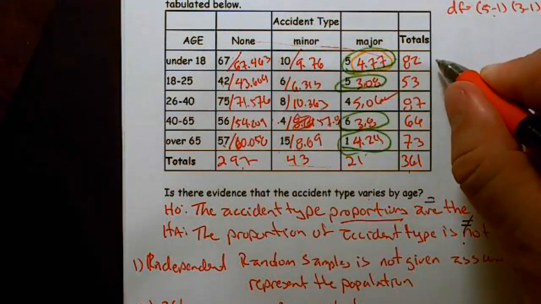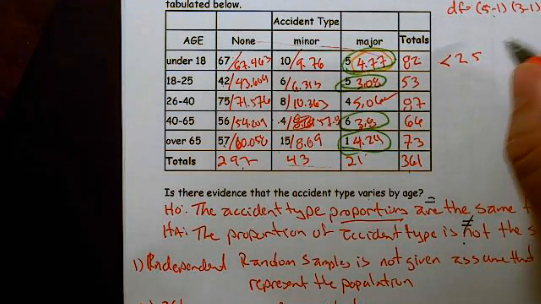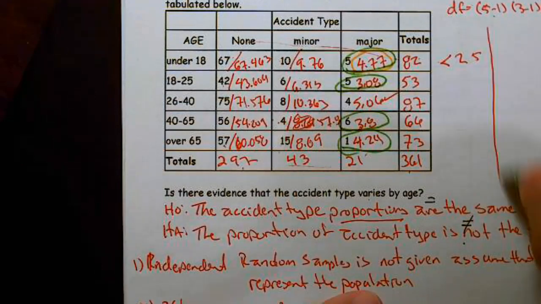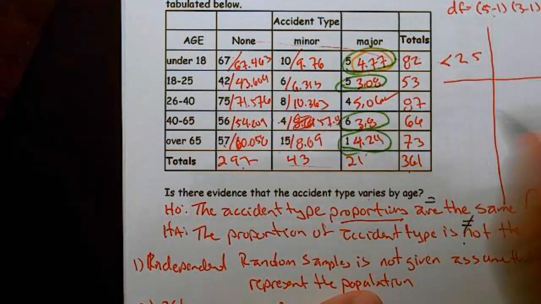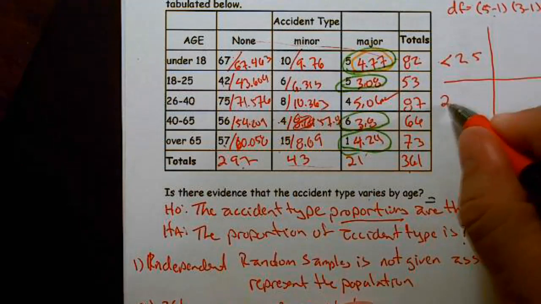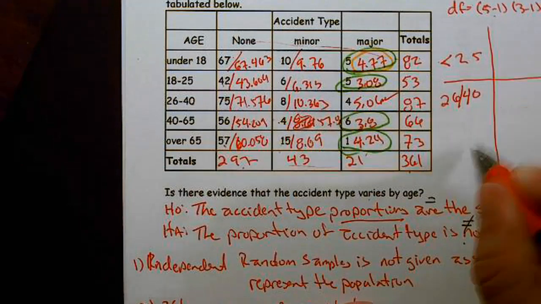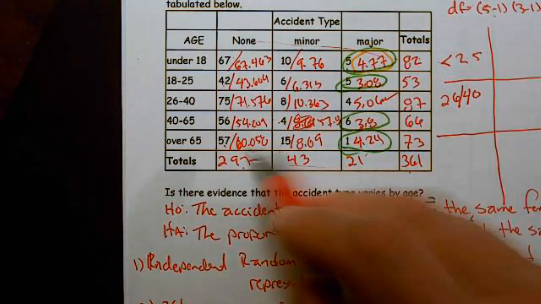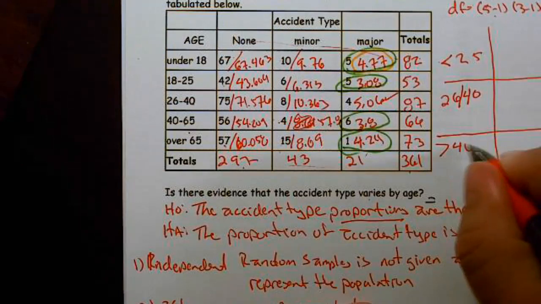Instead of under 18, let's say less than 25. And we're going to have our table. So we're going to have our less than 25 group. We're going to have, this one was fine, 26 to 40 was good. 26 to 40. And then we're going to need to do the over 40, so then the greater than 40.